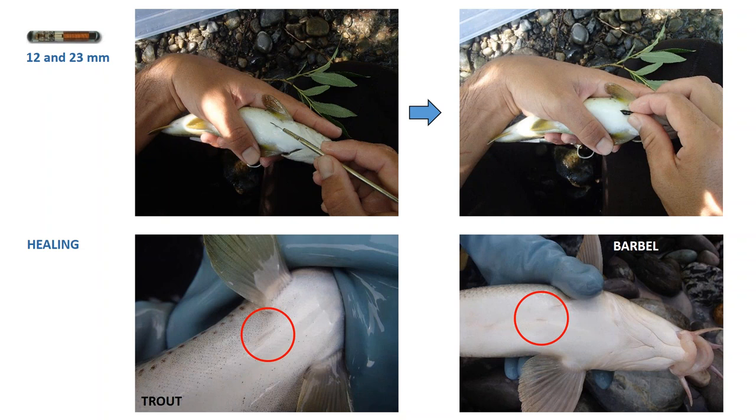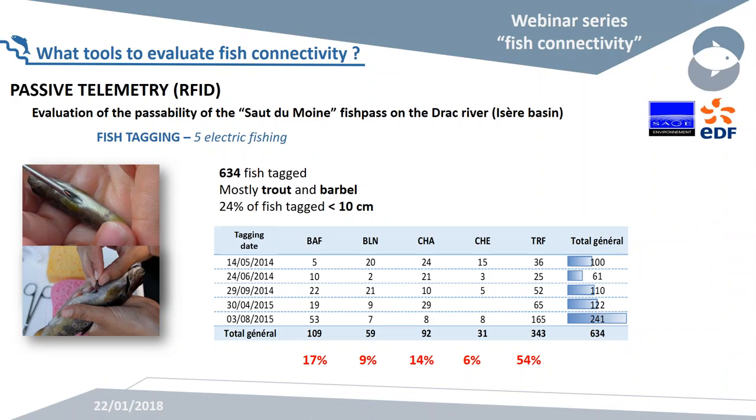So as I told you, we tagged 634 fish, mostly trout and barbel. And it's interesting to note that we tagged 24% of fish below 10 centimeters. So we made a really good effort on small sizes. It is also important to evaluate fish connectivity for small sizes.